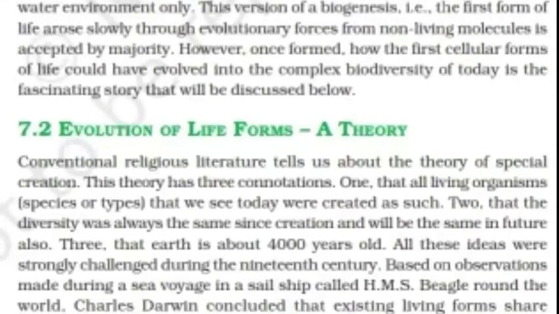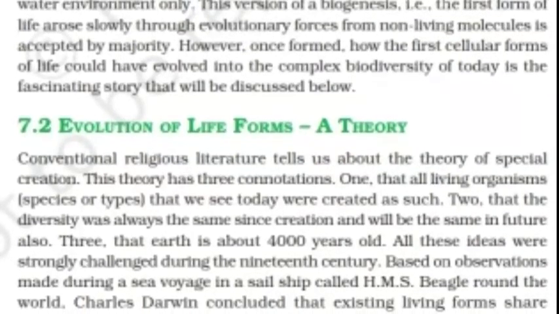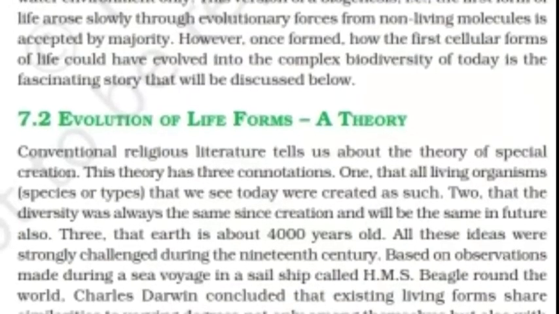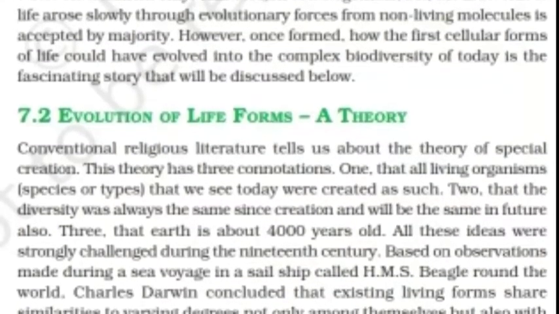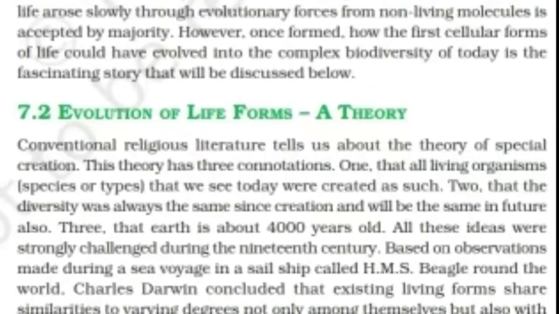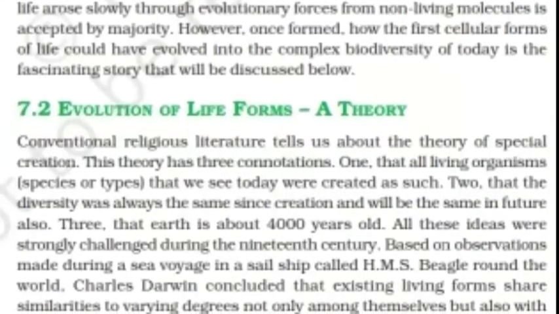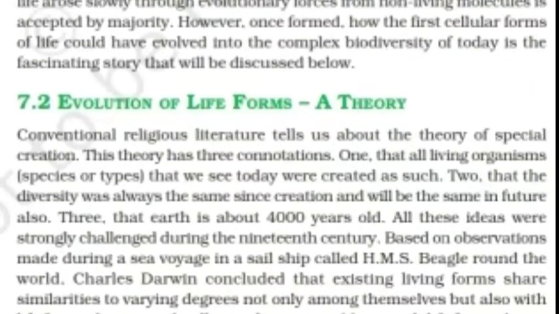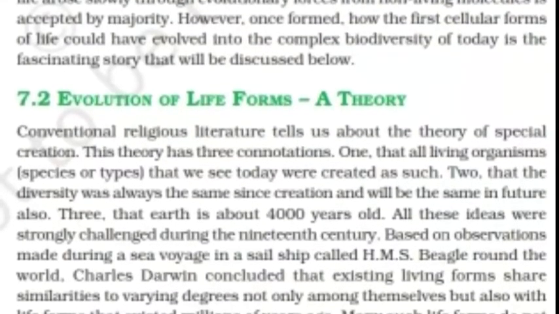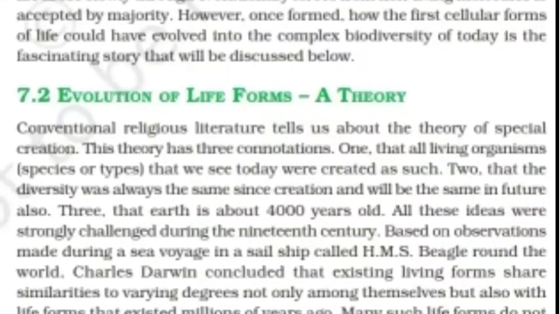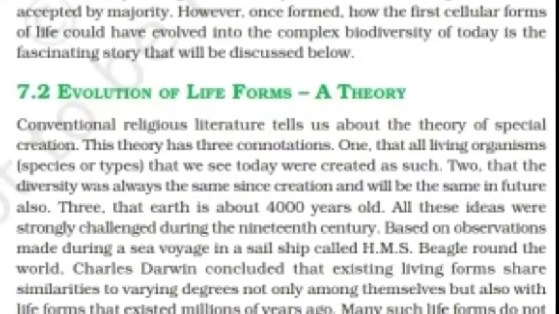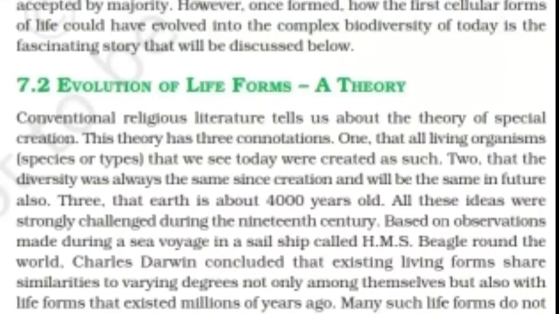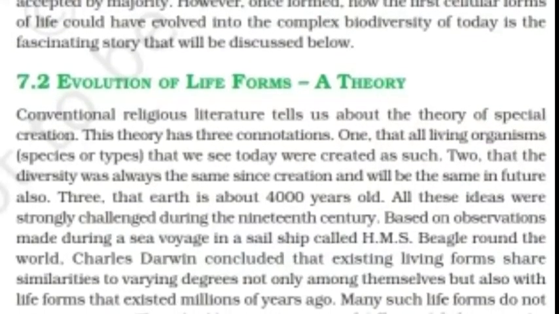Evolution of life forms: a theory. Conventional religious literature tells us about the theory of special creation. This theory has three connotations. One, that all living organisms, species or types that we see today were created as such. Two, that the diversity was always the same since creation and will be the same in future also. Three, that Earth is about 4,000 years old.